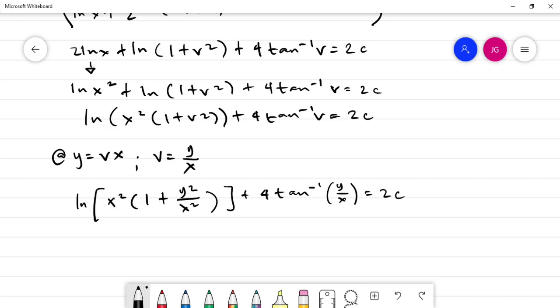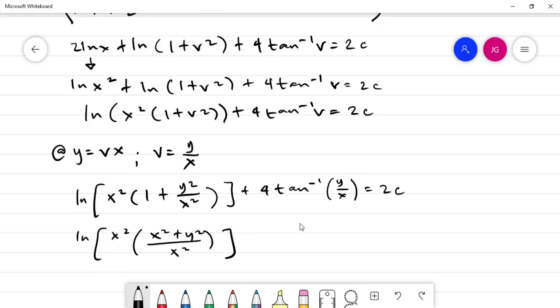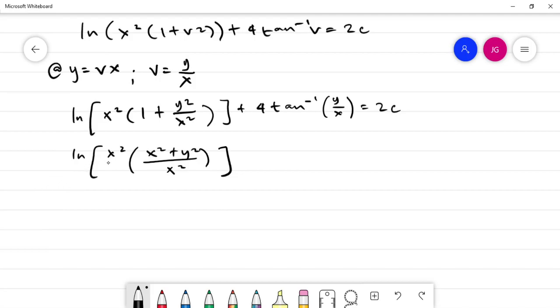Okay, next. Next is, kailangan nato kuhaon ang LCD sa itong inner portion, that is x squared. Then, x squared plus y squared over x. Sorry. Na-uniform triangle. X squared. Then, you have x squared. Okay. Then, cancel out na to. So, cancel out na to, guys. Then, plus 4 arctan y over x, then equal to 2c.